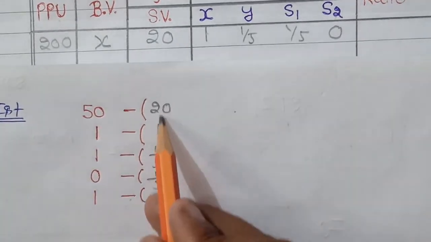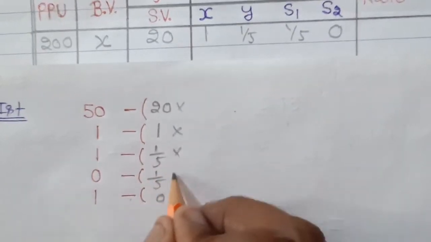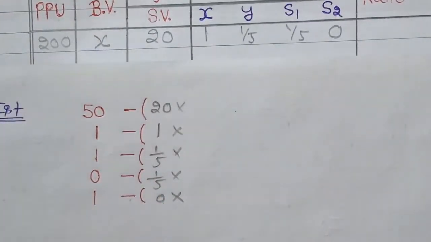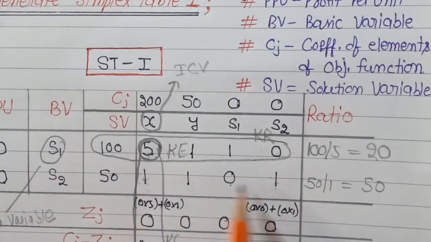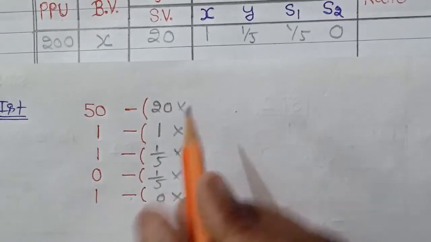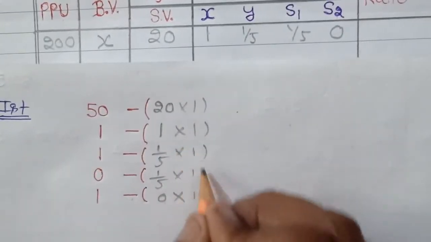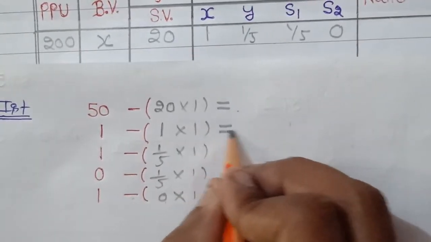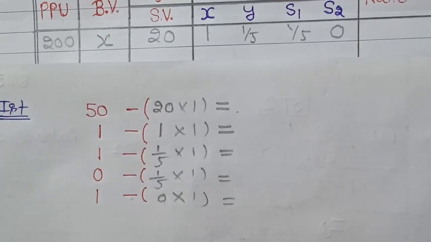Now multiply all these 5 values by the element which we have to make 0. Here you will see that we have to make this one as 0 for the simplex table 2. So we will multiply all these values with 1. So this is 1, this is 1, 1, 1, and 1. Now if you will solve these values, then we will be able to convert that 1 into 0, and all of the elements of that row will also get changed.